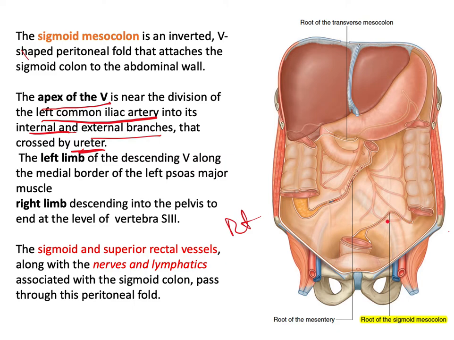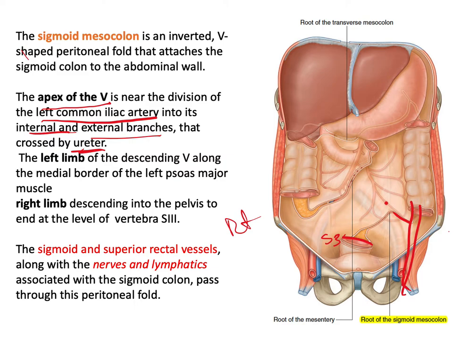Now, what about the left limb? This left limb goes in this direction, close to the medial border of the psoas major muscle, right? And what about the right limb? The right limb indeed continues until the end of the sigmoid. That means until the level of S3, sacral vertebra number 3.